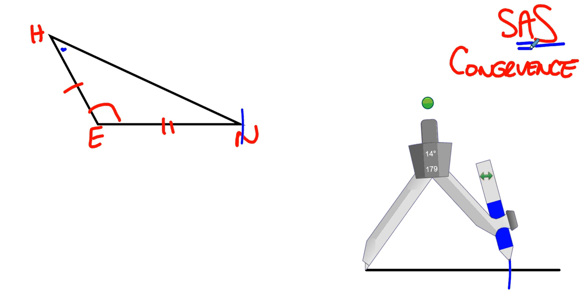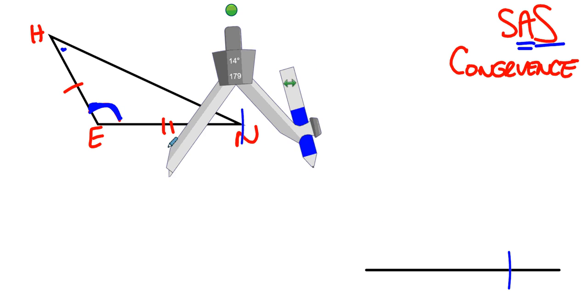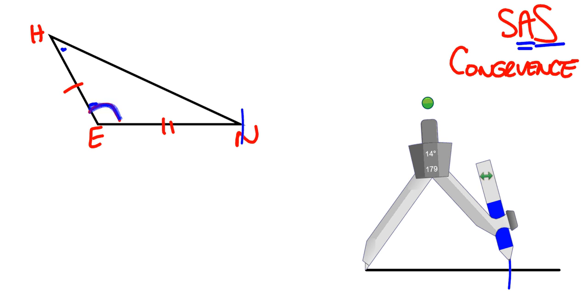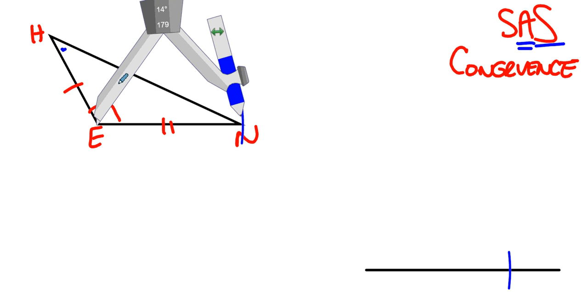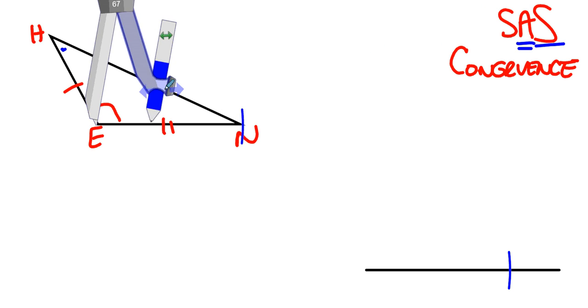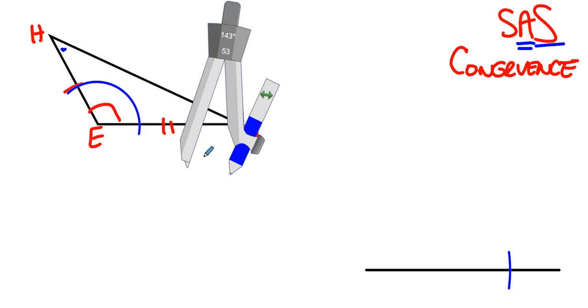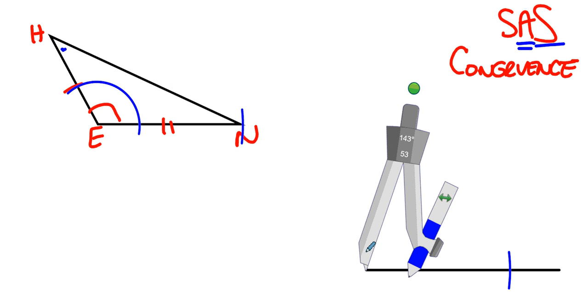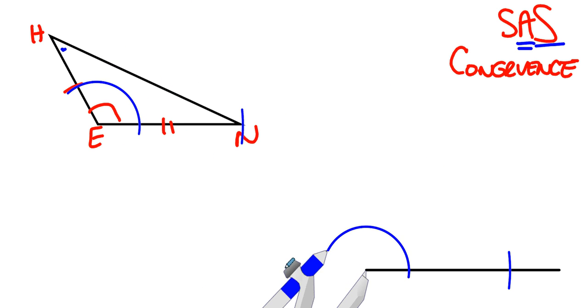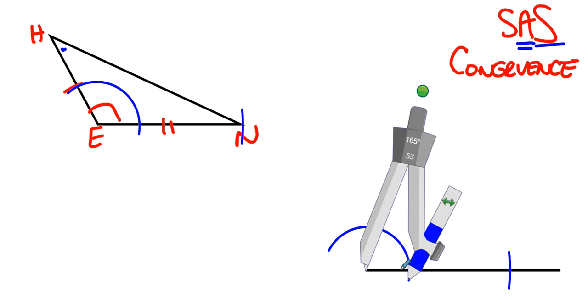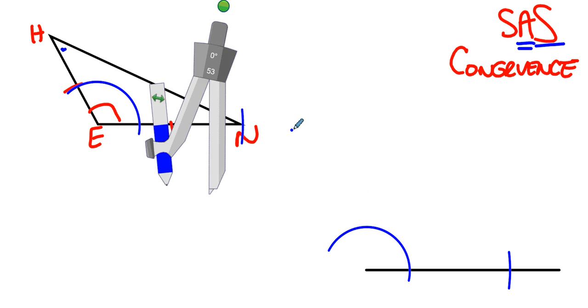Then we're going to copy an angle, we're going to copy this angle. So to do that, we're going to do the steps we've done before. We make a big swoopy to say this is how far away from the vertex we're going to be when we measure the angle.